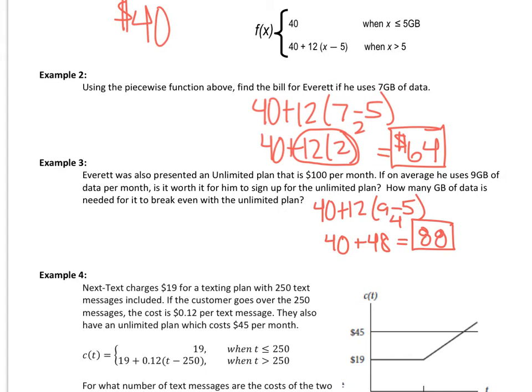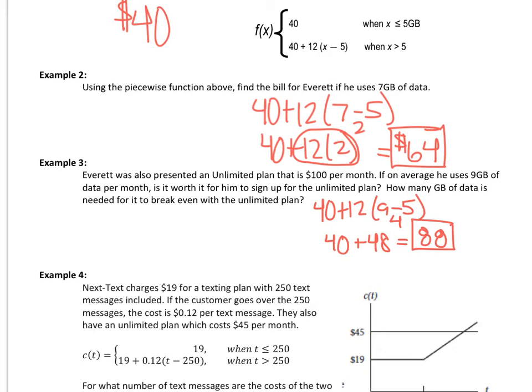So does it make sense for him to use the unlimited plan if he only uses 9 gigabytes? No, because it'd actually be cheaper if he used 9. So the question is, how many gigabytes of data is needed to break even? So what would he need to use if they were going to be the same? So what we can do is just figure out what it's increasing by per month.